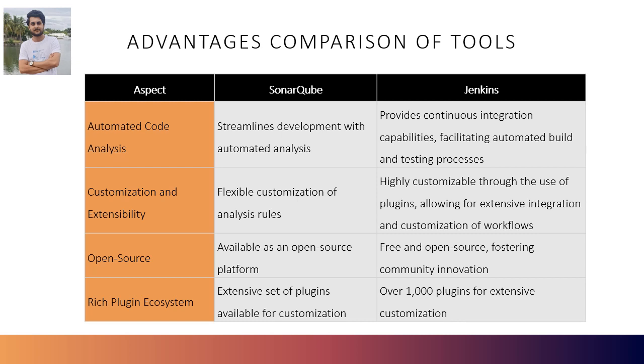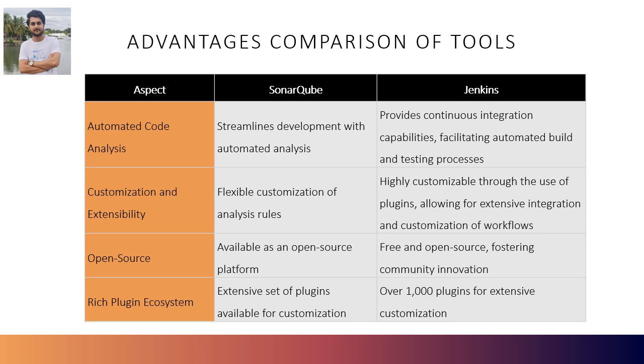Looking at Jenkins, it's free and open source, fostering community innovation. So the tool's open source nature means it has become a canvas for innovation contributed to by countless developers worldwide. Its longevity and evolution are testaments to the strength and creativity of the community that has formed around it. This environment not only encourages but thrives on collective problem solving and feature development.